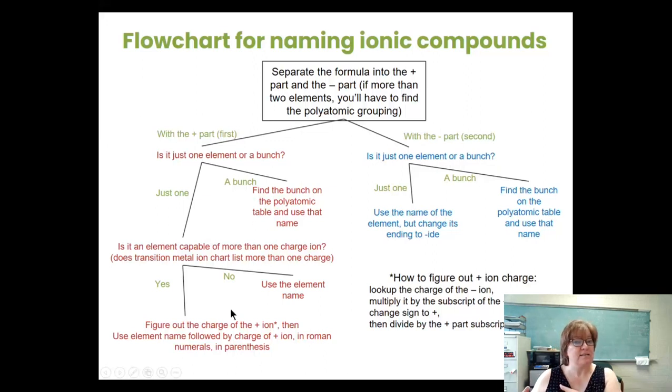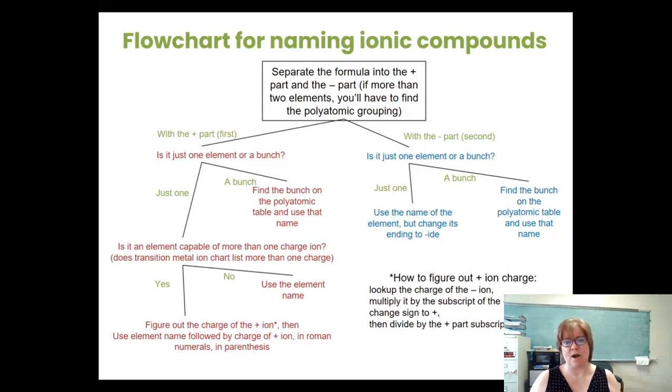For the positive ions, if it's just a metal ion, we will name it by the element name. If it's one of those that can have more than one charge, we need to figure out what its charge is and include its charge in Roman numerals. If it's a polyatomic, we use the reserved name for the polyatomic. On the negative side, I do the same thing. What kind is it? Is it a polyatomic or is it a nonmetal ion? If it's a nonmetal ion, I'm going to use the element name of the nonmetal, but change the ending to IDE. If it's a polyatomic, I'm going to use that reserved name.